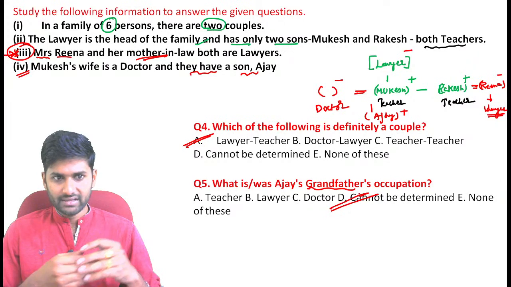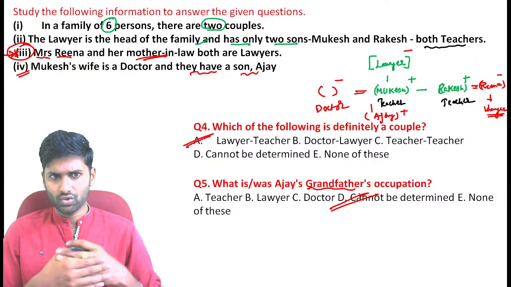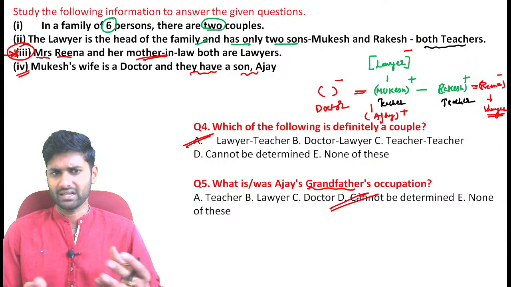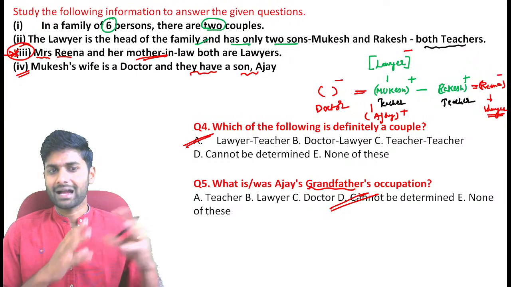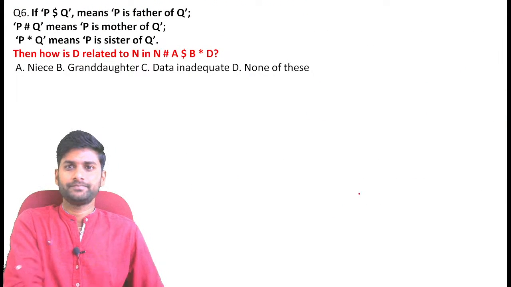So the exact grandfather's occupation can't be defined. Why? Because there is no clear information. If there is no clear information, then don't choose any particular answer. Then you can choose the answer can't be defined. Very good. Next one.